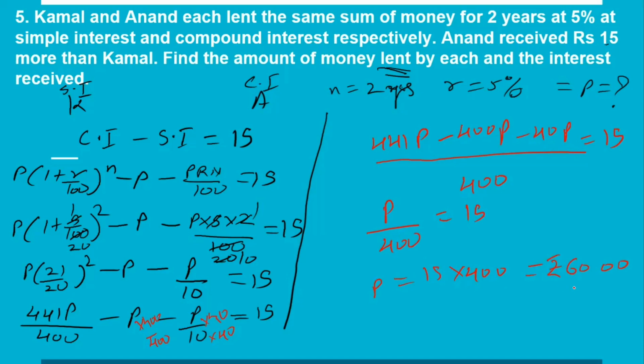So each one had lent 6,000, in such a way that the difference was rupees 15. The compound interest was more by rupees 15 for Anand. Got it? Okay, let's move on to the next question.